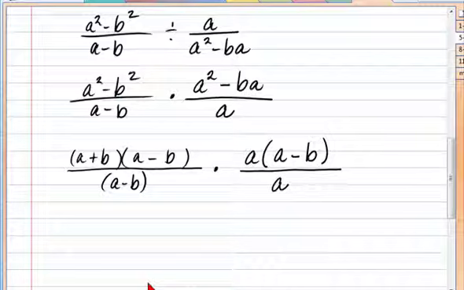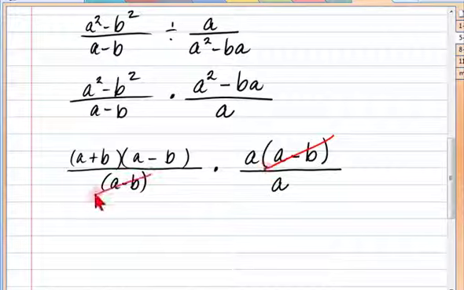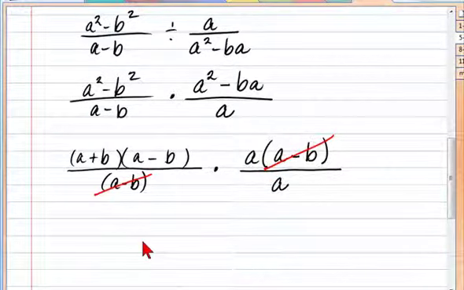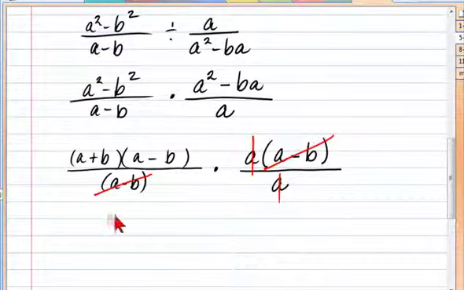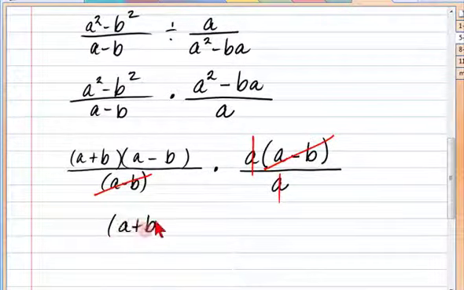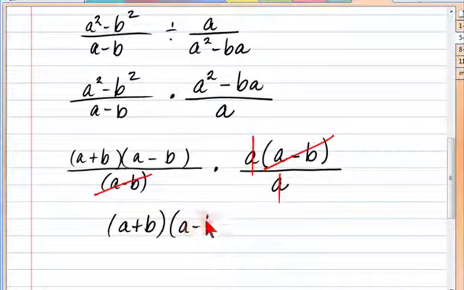Do you see any common factors for me to divide out? Yes. Here's an A minus B, and here's an A minus B, although you could have done the up and down ones. It's your choice. What else do you see? Just the single factors of A. So I think that leaves us with A plus B times A minus B.